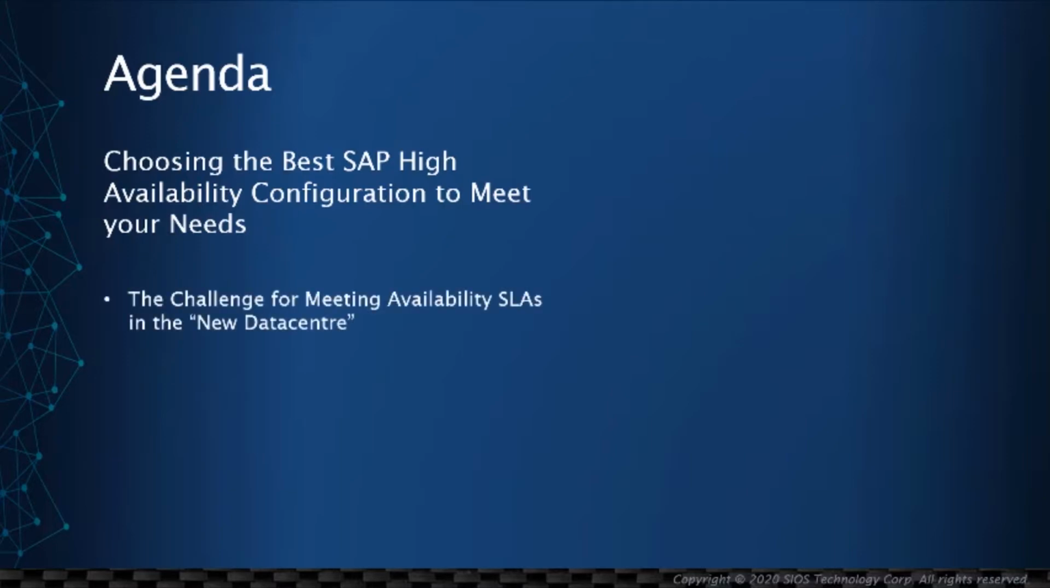We'll discuss some of the challenges companies face today in how they need to achieve their availability SLAs across their IT infrastructure, and we'll also talk through how a typical SAP architecture is presented and highlight some of the areas within this architecture which possibly require additional protection from an availability perspective.